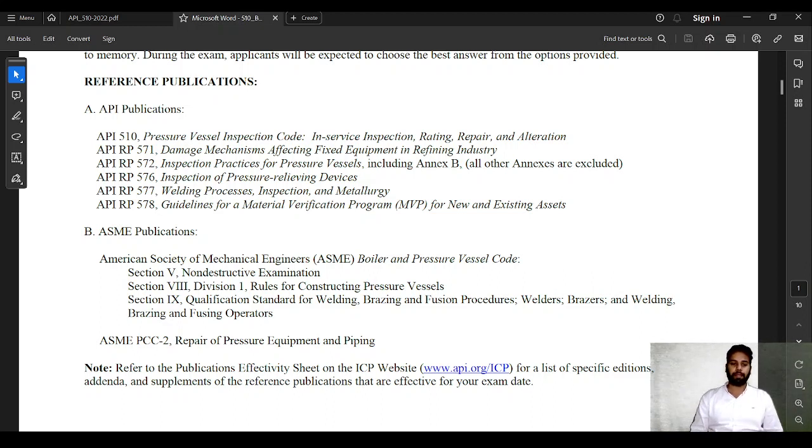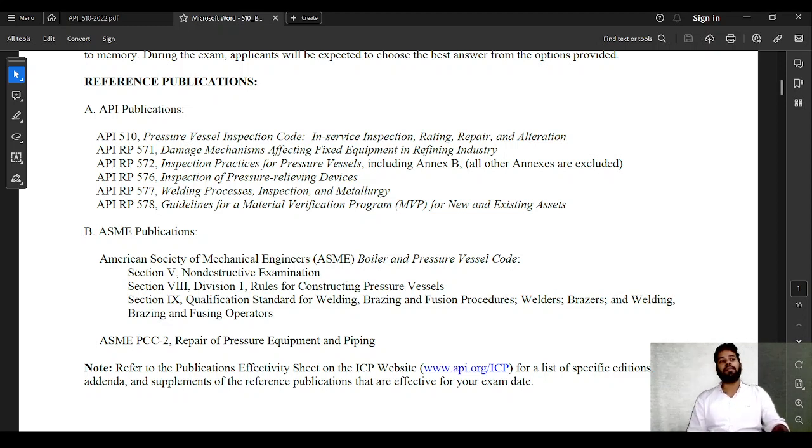Okay. Next is API 572. This is inspection practices for pressure vessels, including Annex B. All other annexes are excluded. Now, API 510 is the code. Okay, so it lays down all the requirements that are needed if you want to do an inspection for in-service pressure vessels. But it is a code. Code will generally give you minimum requirements. Okay, and code has to be a certain amount of vague because it has to be implemented in multiple situations.